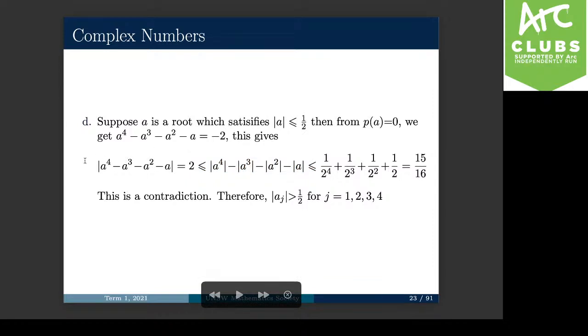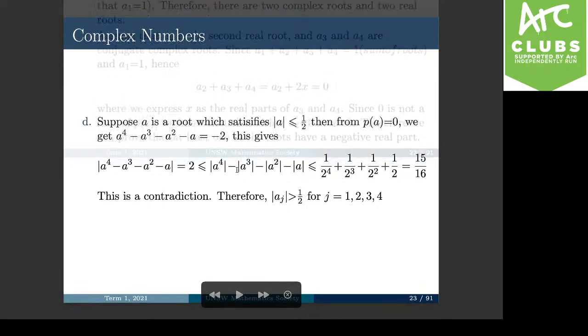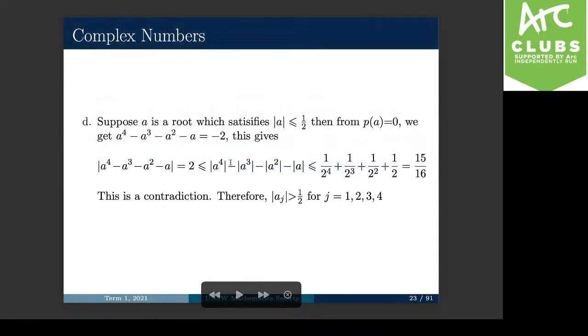Where this absolute value will be less than the absolute value of the whole thing. Sorry, that's a plus here. Just a bit of a typo. Sorry, guys. And so it will be the sum of everything. So ignore the minus here. Will be plus, plus, plus, plus.